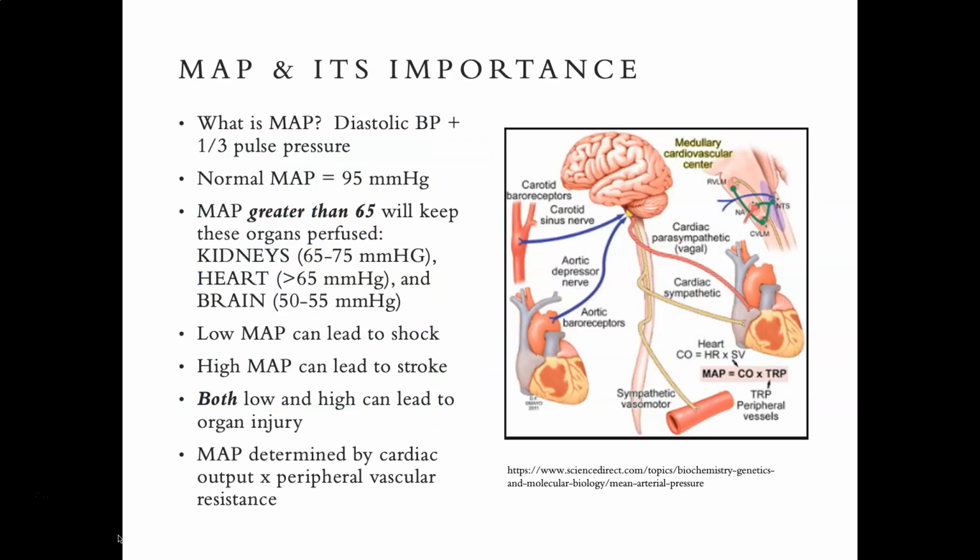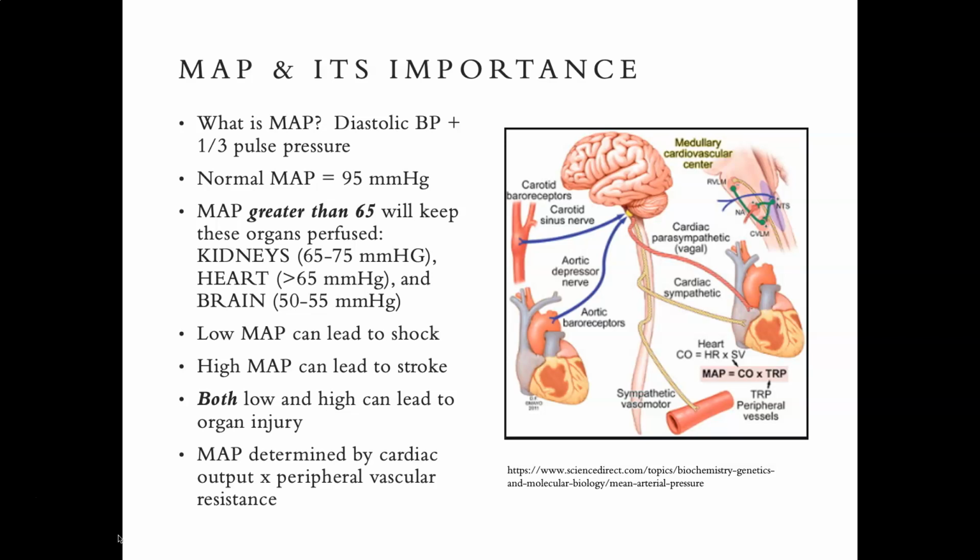We need to talk about MAP. That is mean arterial pressure. Mean arterial pressure is your diastolic blood pressure plus 1/3 of your pulse pressure. That is used heavily in healthcare. Your normal MAP should be around 95 mmHg.